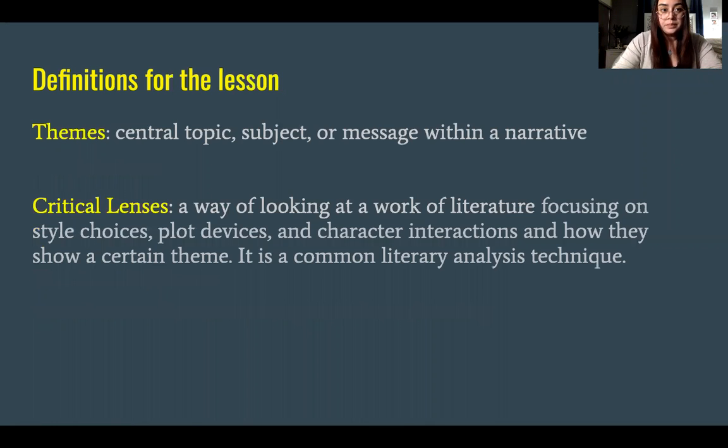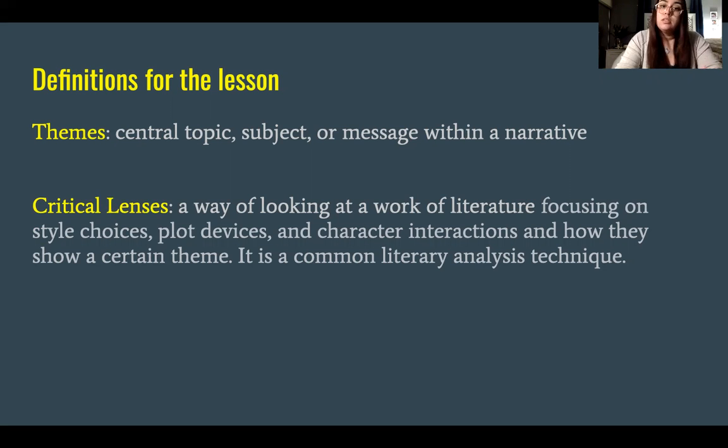So let's get into it. Definitions for the lesson. Themes: central topic, subject, or message within a narrative. What is the author trying to say with her work, right? Critical lenses: a way of looking at a work of literature, focusing on style choices, plot devices, and character interactions, and how they show a certain theme. It is a common literary analysis technique. It is what it is, right?